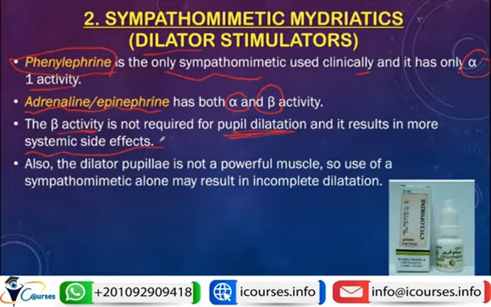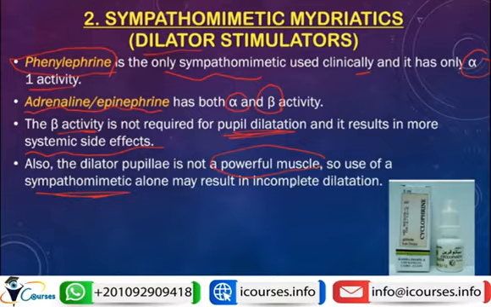and will lead to an adrenergic response, leading to the sympathetic stimulation that we will talk about in the glaucoma. So this is one reason why we are not using adrenaline or epinephrine. Also, the dilator pupillae itself is not a powerful muscle. So if we want to have a full dilatation, it is not wise to use phenylephrine alone, but we combine it with another parasympatholytic.